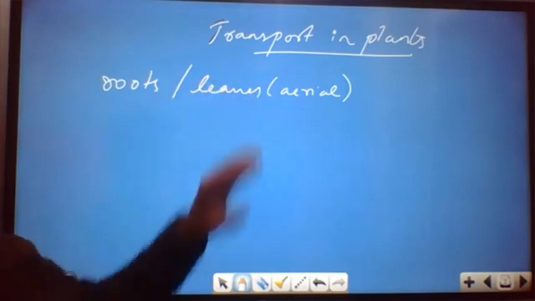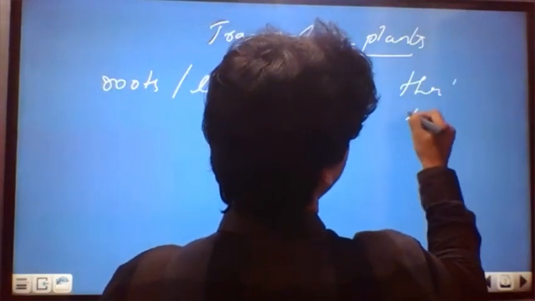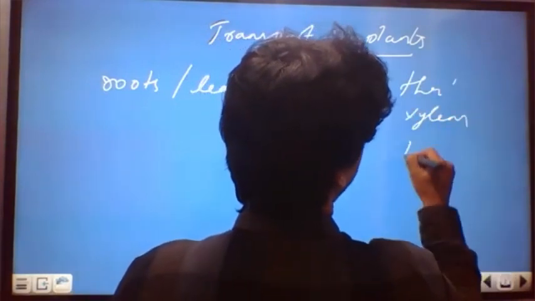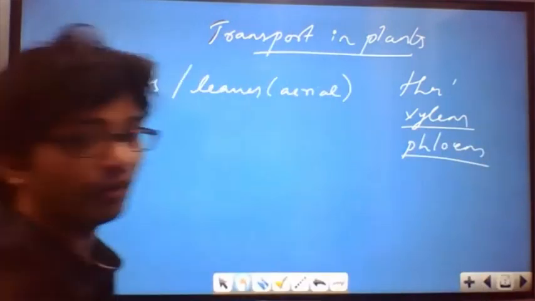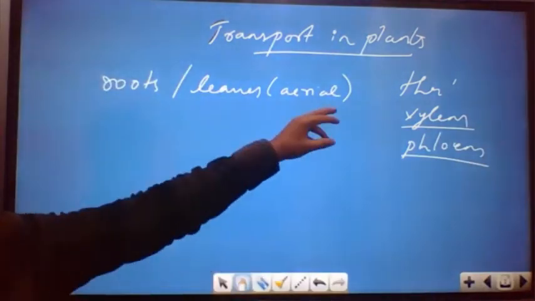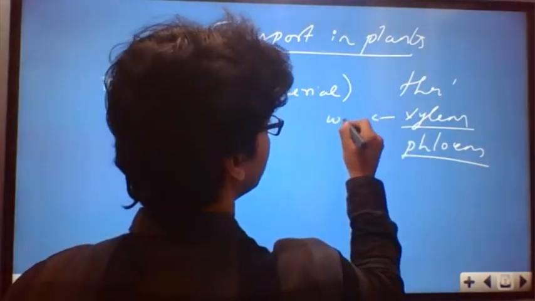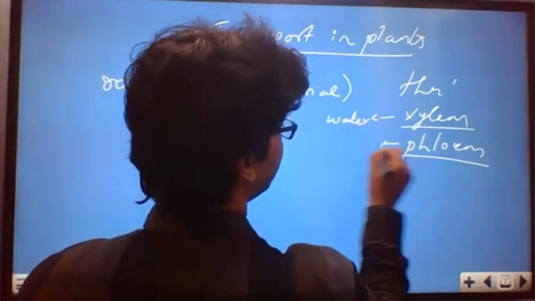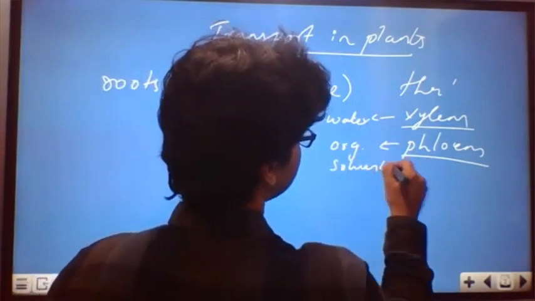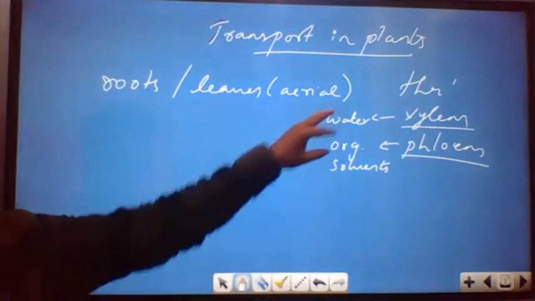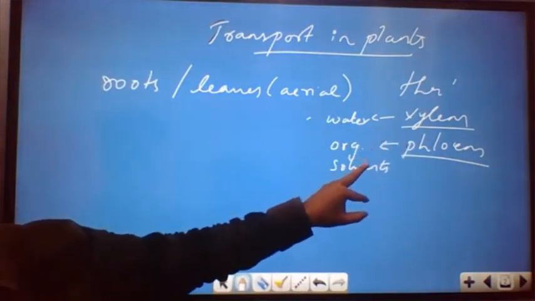So how is it getting transferred? By means of specialized vascular tissues, the xylem and phloem. What do the xylem and phloem transfer? Xylem transfers the water molecules, and phloem usually transfers the organic solutes. Xylem has nothing to do with the organic compounds; only the phloem has the ability to transfer them.